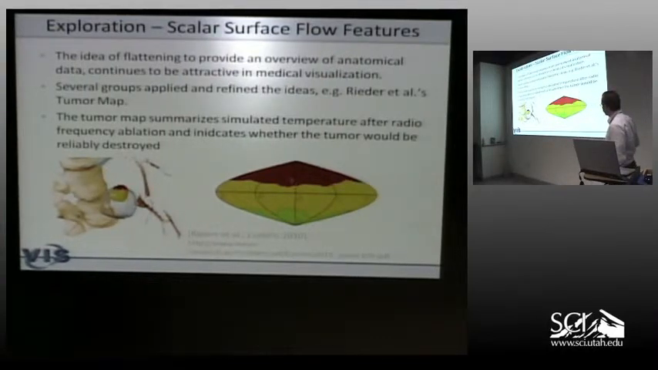So the red region here is the region where enough temperature was produced that it is warm enough so the tumor is reliably destroyed. The yellow region is an area where one cannot be completely sure. And green, usually green means good. Yeah, here green means bad because the temperature was not high enough, and this part of the tumor is probably not destroyed.